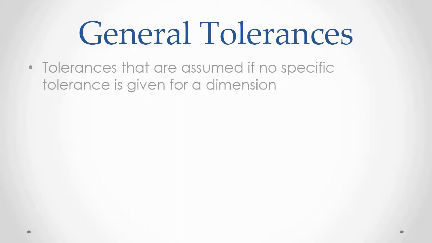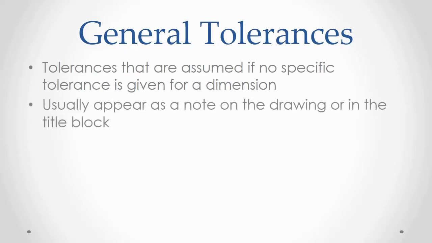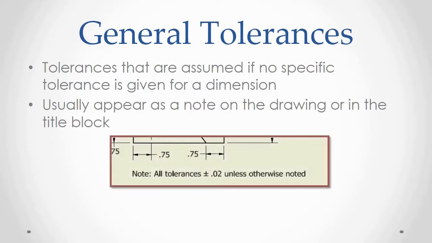The other way that tolerances are expressed in technical drawings is through a general tolerance. A general tolerance is a note on the drawing that indicates a tolerance for all of the dimensions. This eliminates the need to report a tolerance on every single dimension of a drawing. It's important to note that the general tolerance states, unless otherwise noted, which means if a dimension does report its own individual tolerance, this overrides the general tolerance for the drawing.